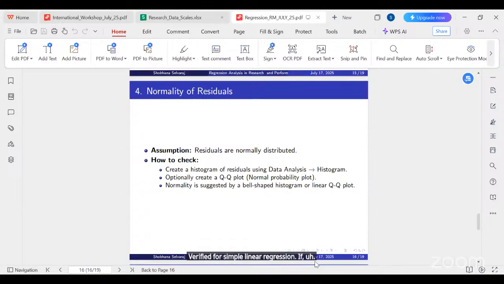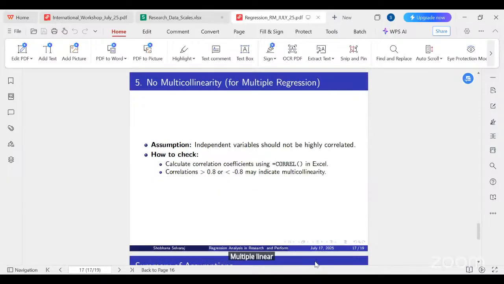If you come across multiple linear regression, in that case one more assumption must be satisfied. We have to check that there is no multicollinearity, that is, the independent variables should not be highly correlated. That can easily be computed in Excel using the CORREL function. Also, in the Data Analysis ToolPak you have the correlation option. From there you can create the correlation matrix, and if the correlation values are 0.8 and above, it indicates that multicollinearity is present. That means the two variables are related.